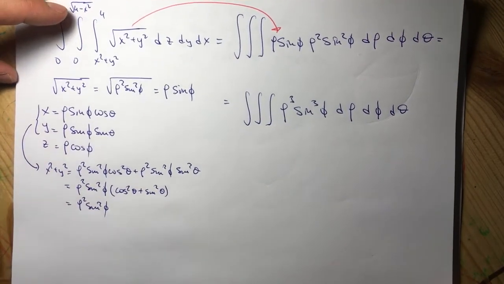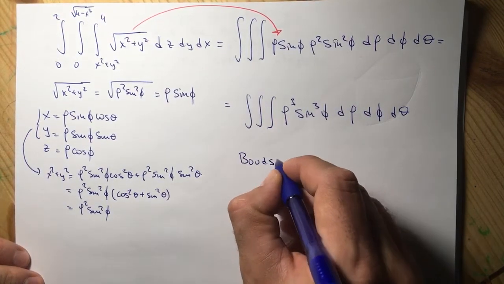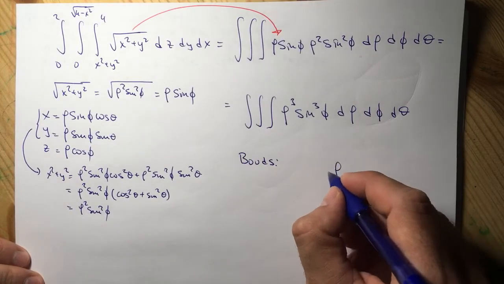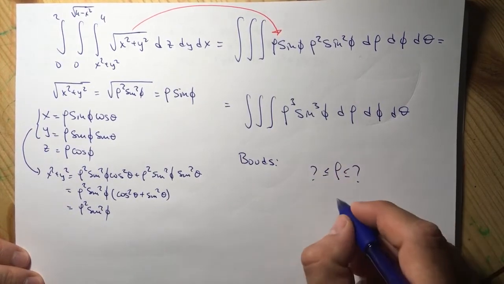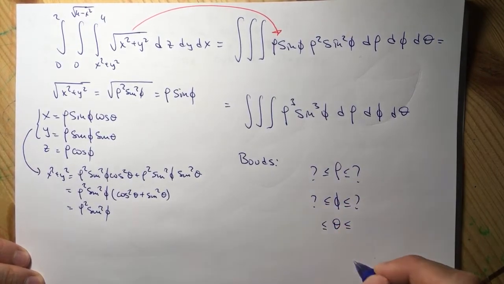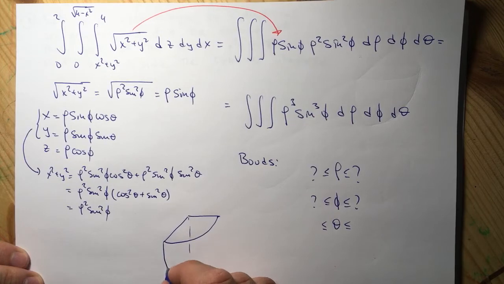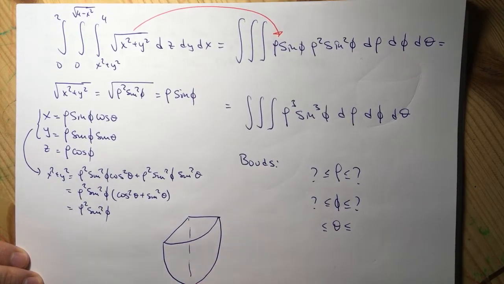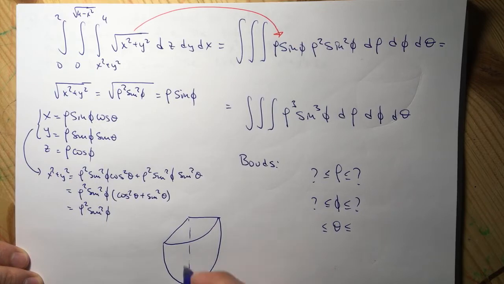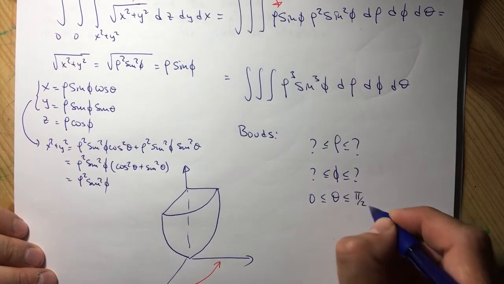Nothing tricky happened here, nothing complicated happened here, but now we have to find the bounds, right? What is rho going to be bounded between? What is phi going to be bounded between? And what is theta going to be bounded between? Well, actually the last integral is the easiest one. We already talked that we're dealing here only in the first octant, and if we're dealing with the first octant, that means that theta goes from 0 to pi over 2. So at least that was the easy one.